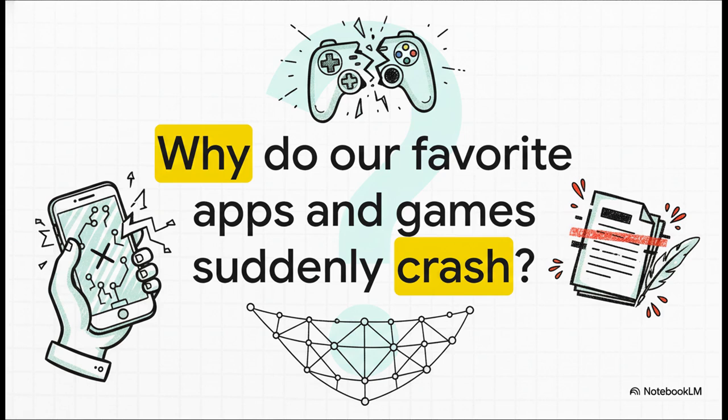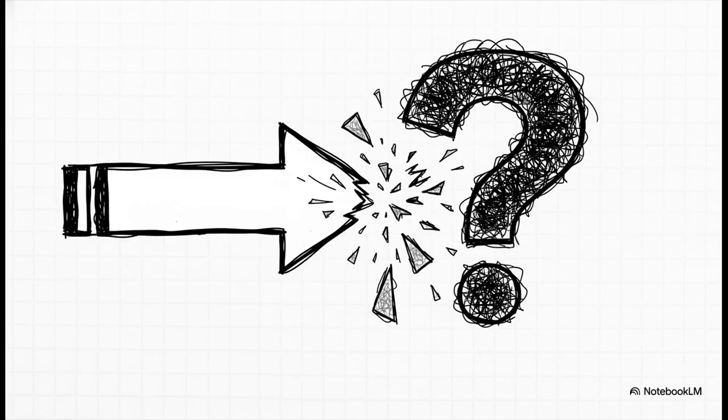But first, let's start with a feeling we all know. You're right in the middle of a game, about to beat the final boss, or you're typing out a super important message, and then, poof, the app just disappears. It crashes. It's so frustrating, right? So what's the deal? Why does that even happen? Now, your first thought is probably, bad code, or it's just another bug. And yeah, sometimes that's true. But honestly, more often than not, it's because the program stumbled into a situation it was just never built to handle. It ran into the unexpected.